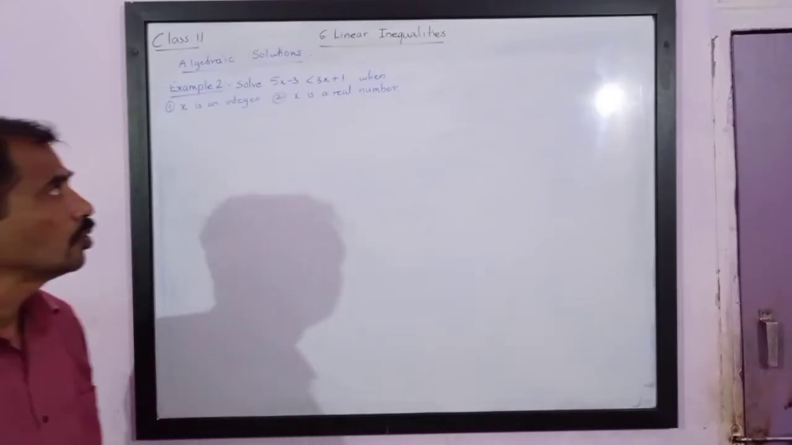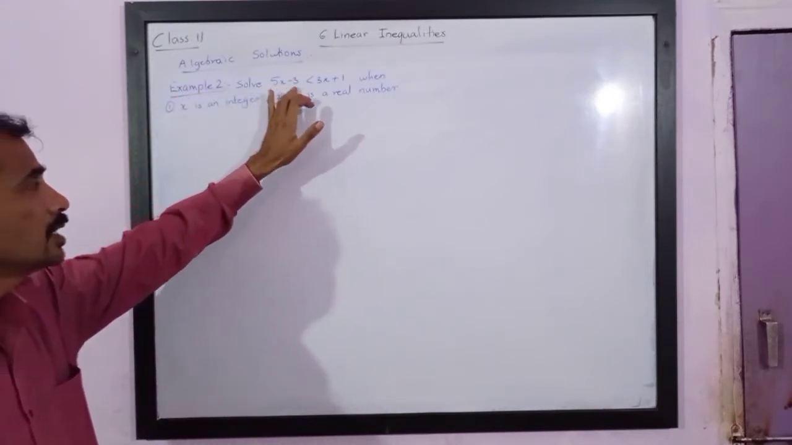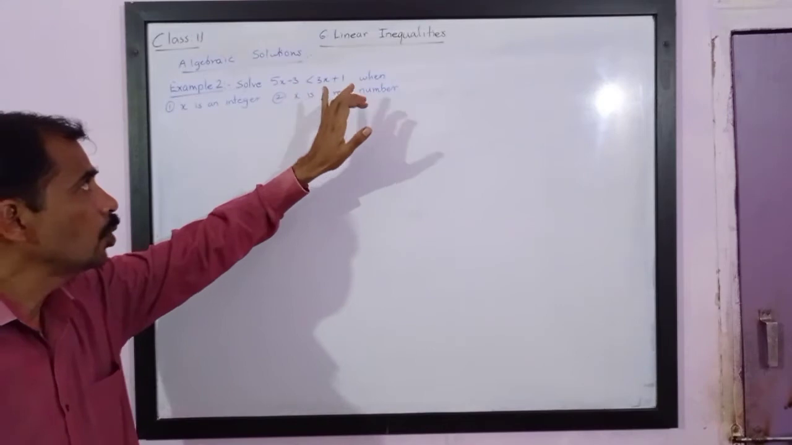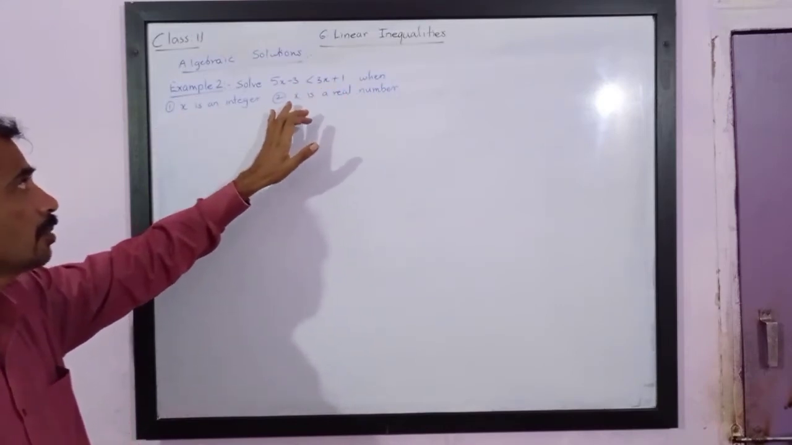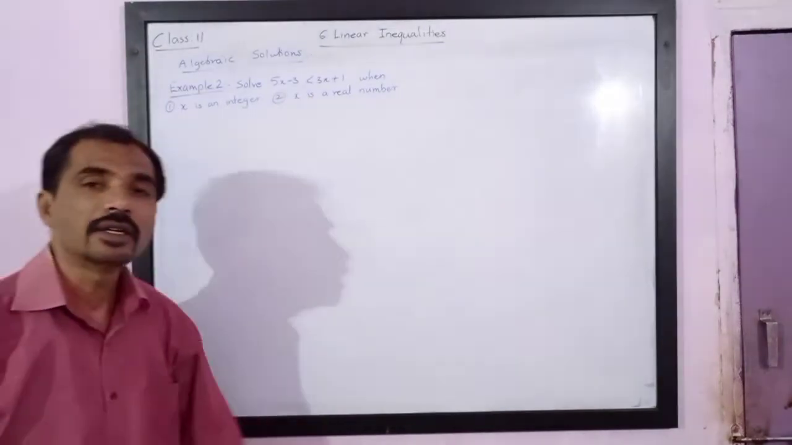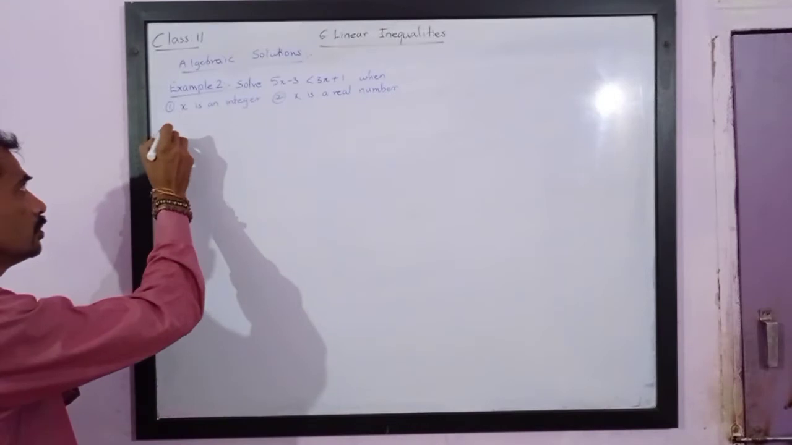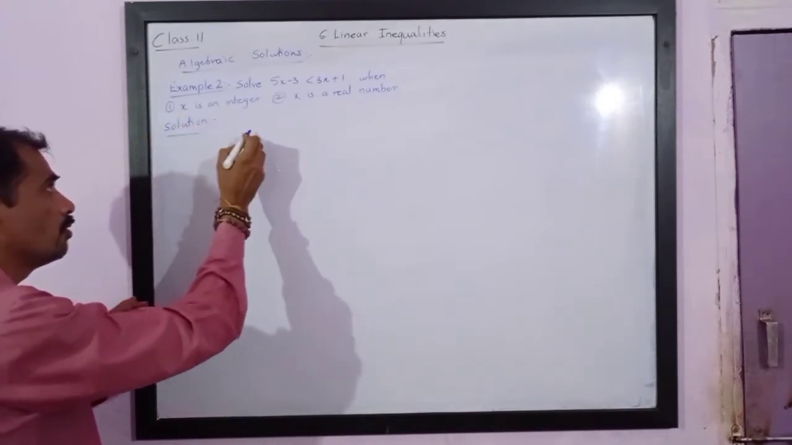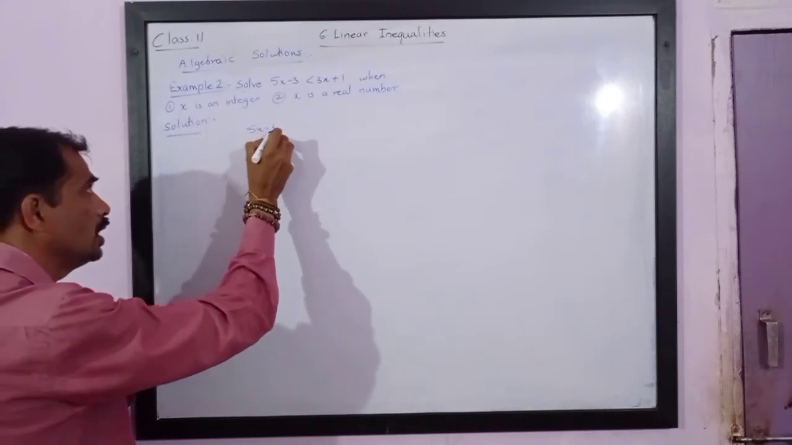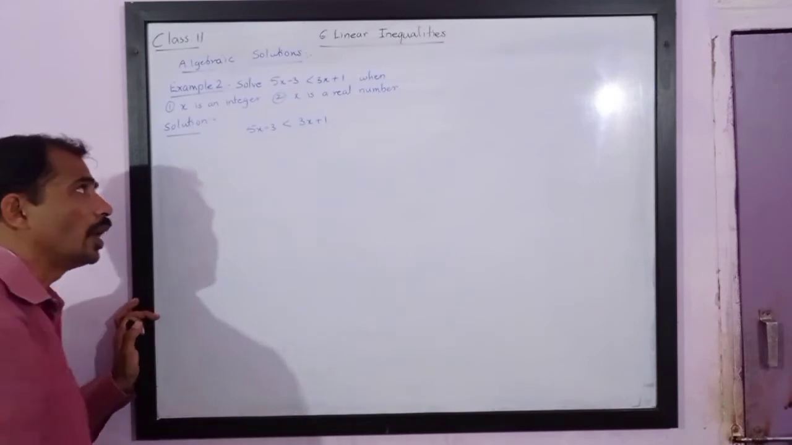Dear friends, we have a second example. Solve 5x - 3 < 3x + 1 when x is an integer, and the second sub question is when x is a real number. Let us try to understand this. We have 5x - 3 strictly less than 3x + 1.